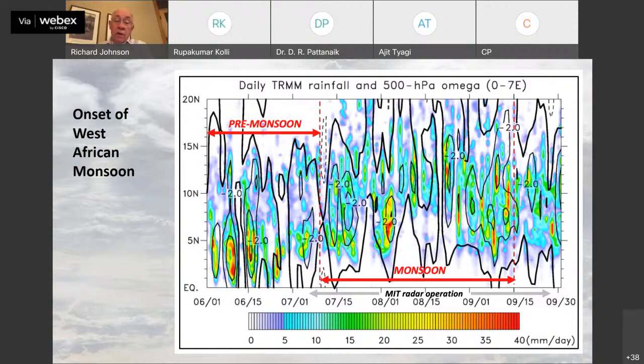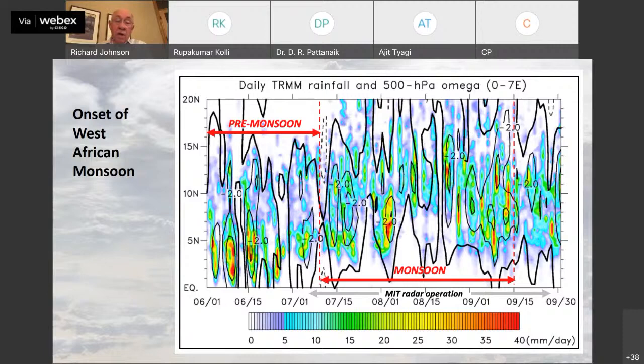For that network, we developed a gridded data set from all those soundings, a 1 degree by 1 degree gridded data set, 25 hectopascal vertical resolution, to study the characteristics of these disturbances that move through the region. So this is a time series here of the onset of the West African monsoon that goes from June 1st to the end of September, equator to 20 north. And these are averages of the daily TRMM rainfall and the 500 millibar vertical motion field between 0 and 7 east. So this encompasses the most dense area of soundings.